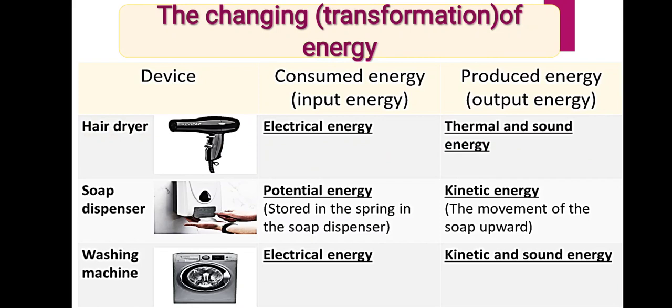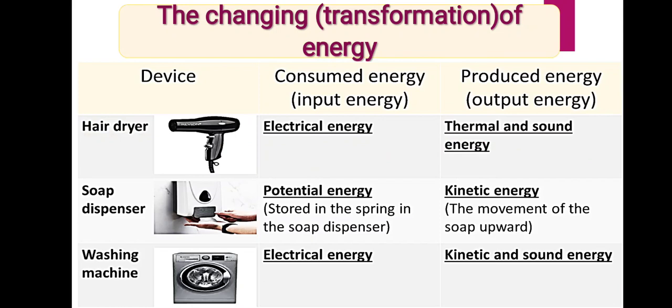Number two, changing of energy. Let's start talking about changing of energy. This is very easy. Changing of energy means how the energy can change from one form to another form in different devices. Let's start with the hair dryer, as we can see in this picture. How can I make the hair dryer work?